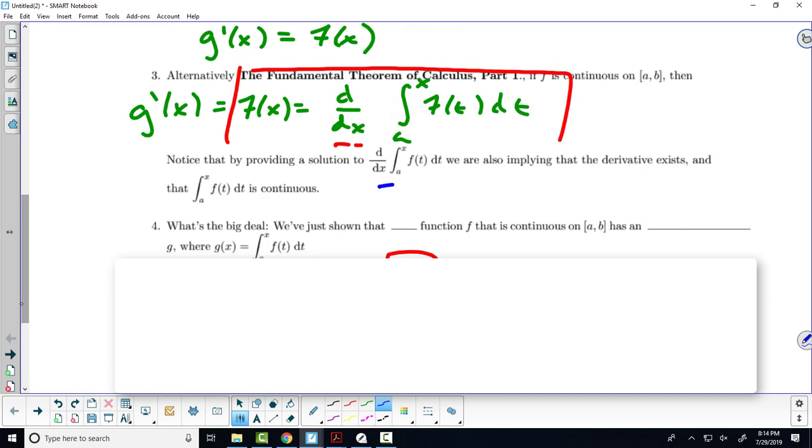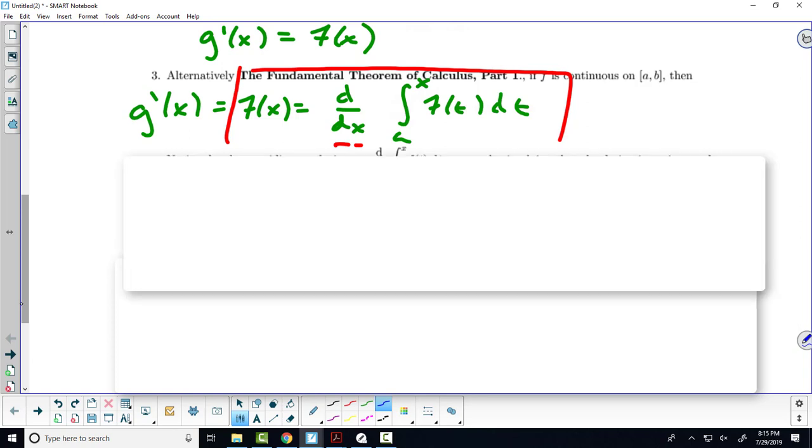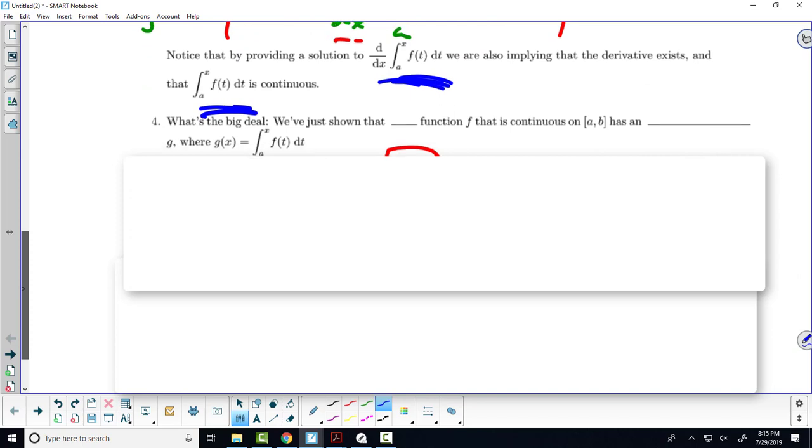So if I can find a derivative, it also means that the area function must have been continuous. Because differentiability implies continuity, if I can take this derivative, then that must be a continuous function. That's not too exciting. Okay, what's the big deal?